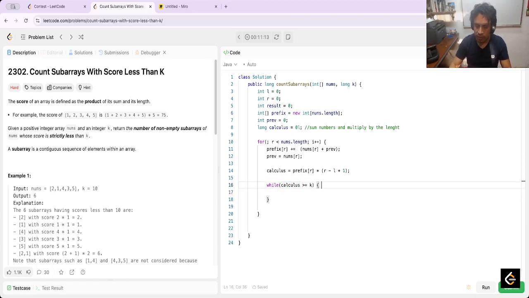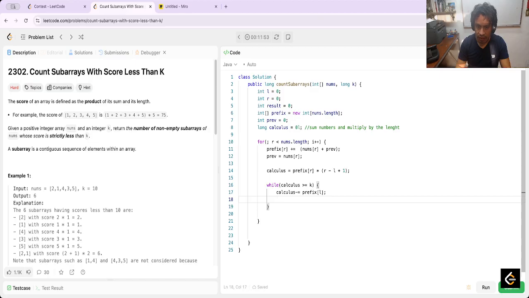In this case I have the calculation here. The calculation is greater than or equal to k. What happens is I have the pointer at position L, and the calculation is less than or equal to the prefix at position L, so L plus plus, move.